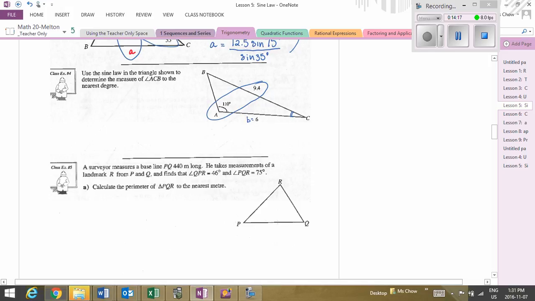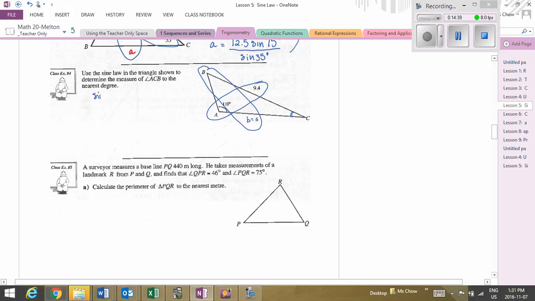So if I figure out angle B, then I know angle A, and since all angles in a triangle add up to 180 degrees, then I can use angle B to work my way over to figuring out angle C. So this is going to be the pair that I'm going to be looking at.